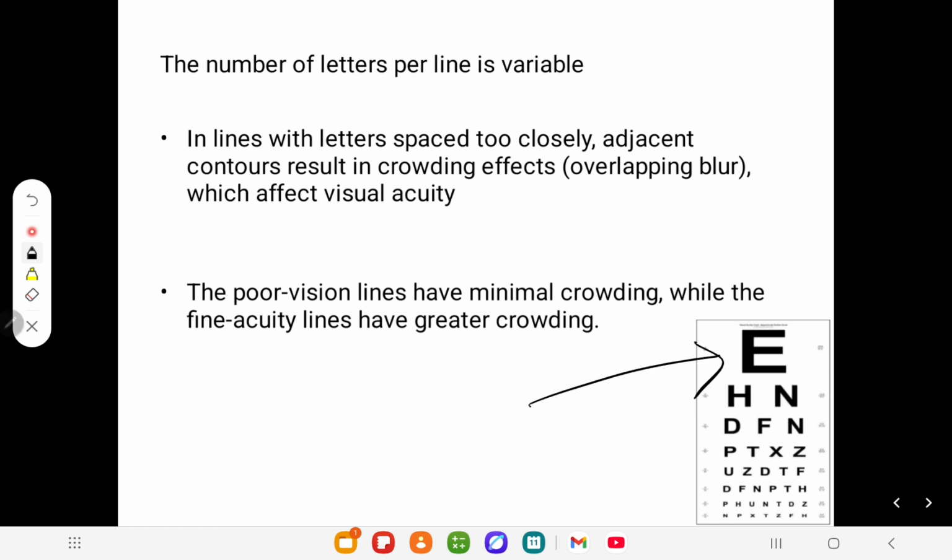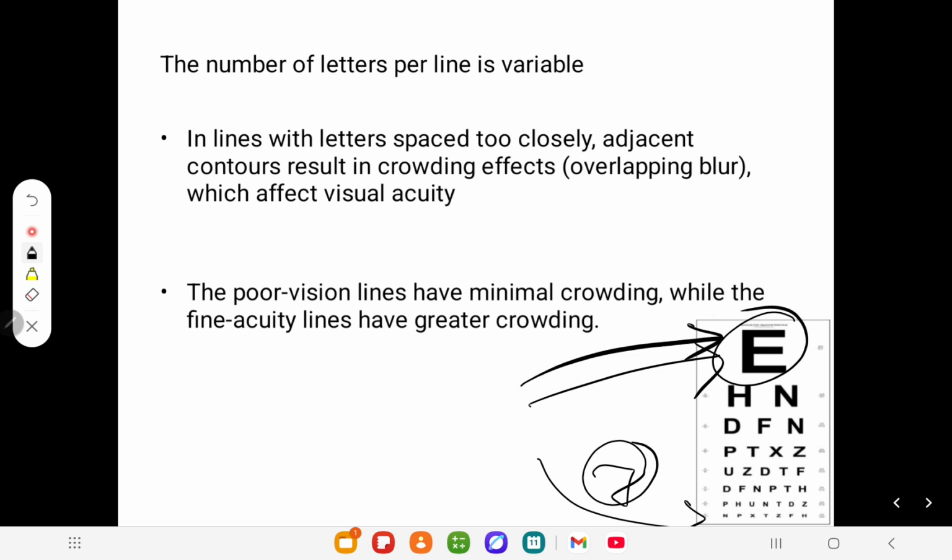See, the first line, which is 6/60, has one letter, and the last line, which is 6/6, I think has 7 letters. Isn't it? That's a way, way different thing. And the first letter is always easier to recognize, and it's only one letter. So in the line, the letter spacing is closely adjacent. And what happens when the letter number increases?